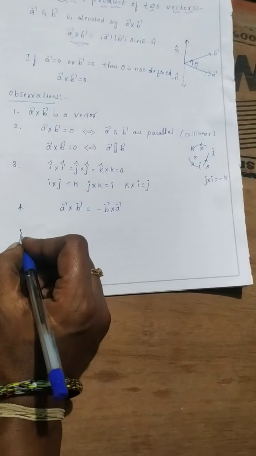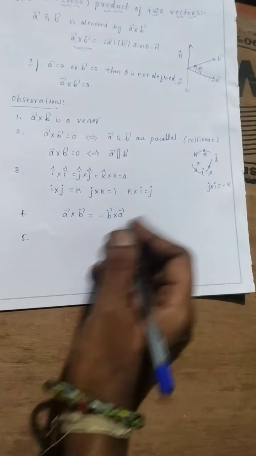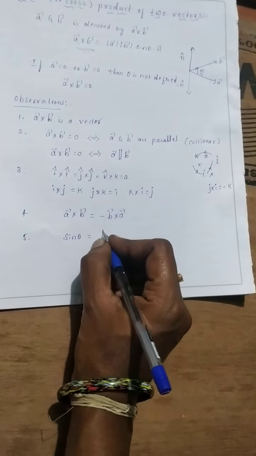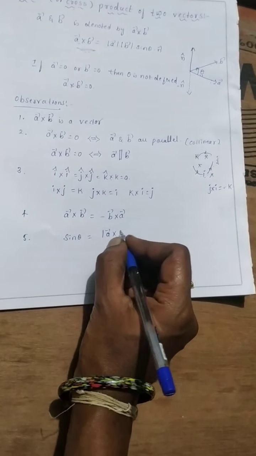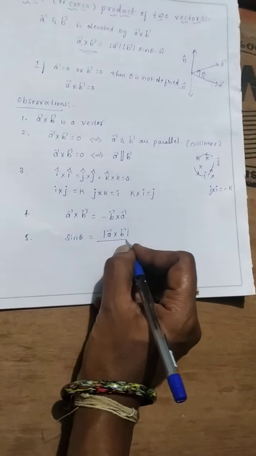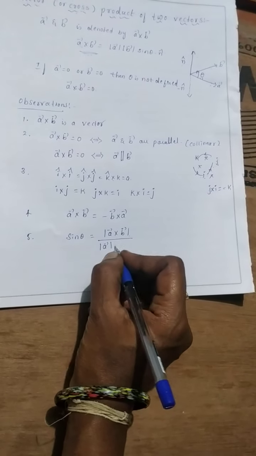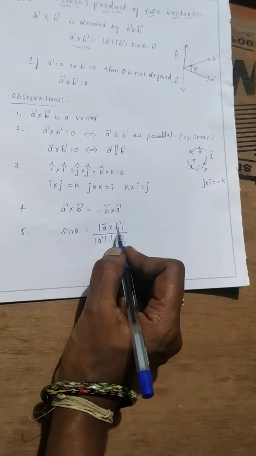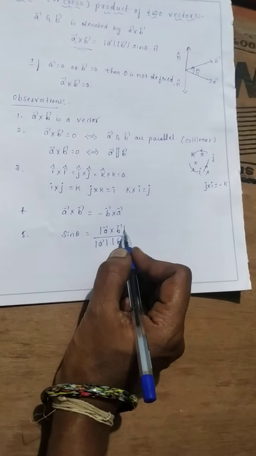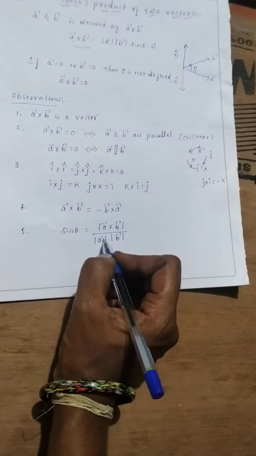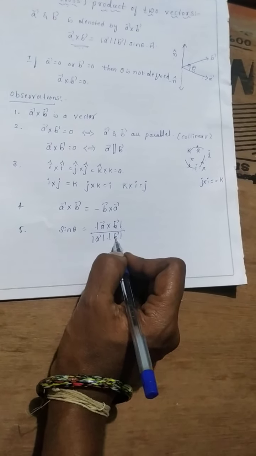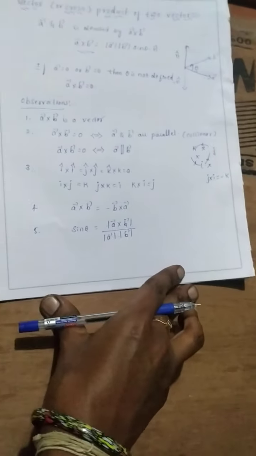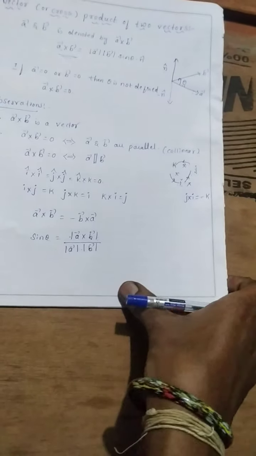Now, how to find the angle between two vectors: sine theta is equal to the magnitude of vector a cross vector b divided by magnitude of vector a into magnitude of vector b. That means you need to do the cross product, then take its magnitude and divide by the magnitude of each vector. There you will get the angle between two vectors. Is it clear?